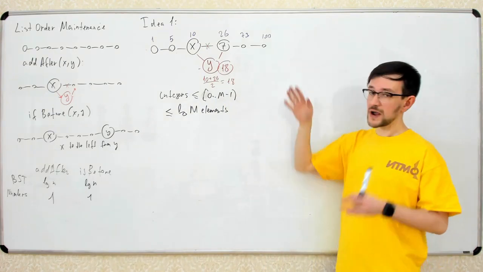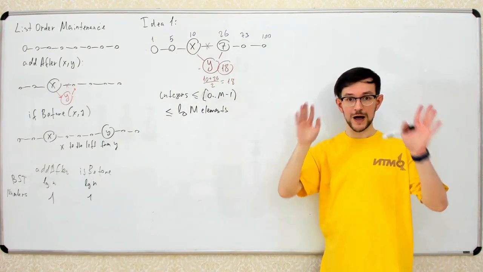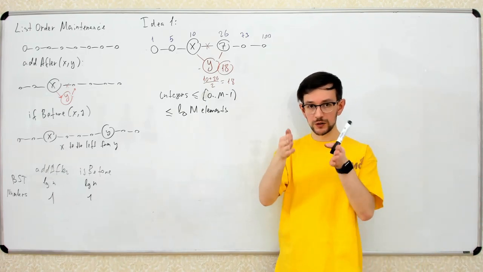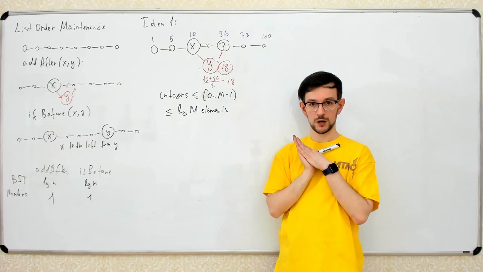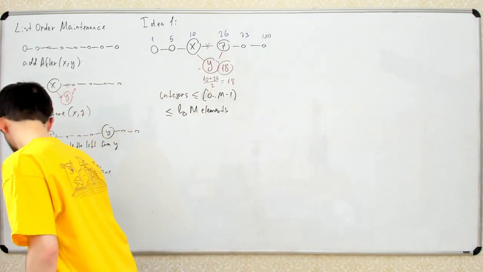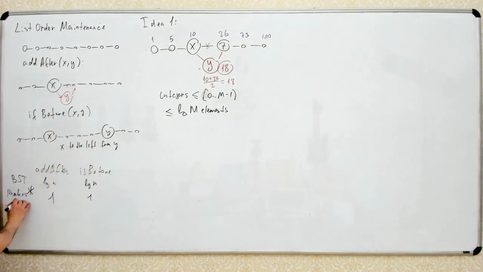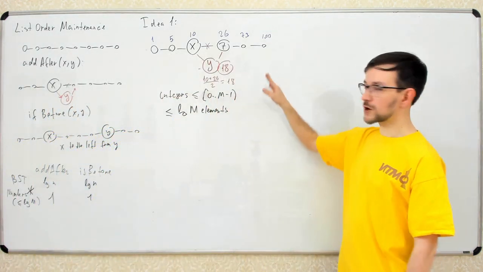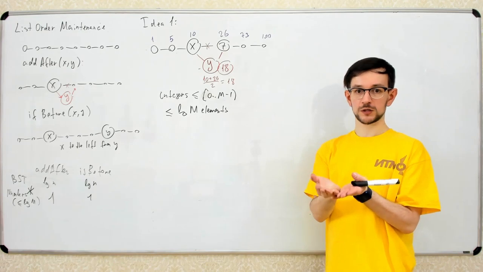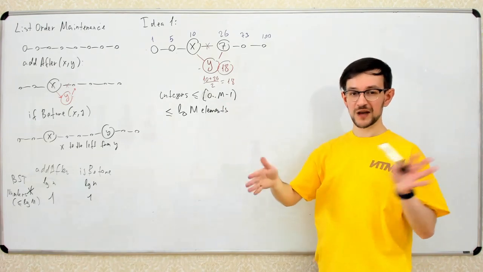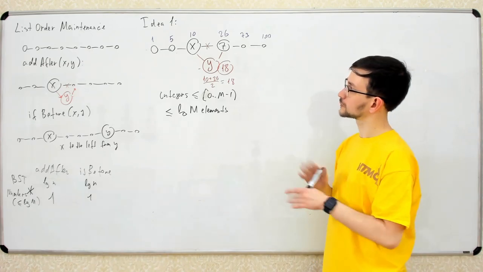If I have at most log m elements, I will be fine, because there will always be at least one integer between two integers in my data structure. So that's a working method when you have a small number of elements. If you have a small number of elements and you have big integers, then you can do this. Cool.